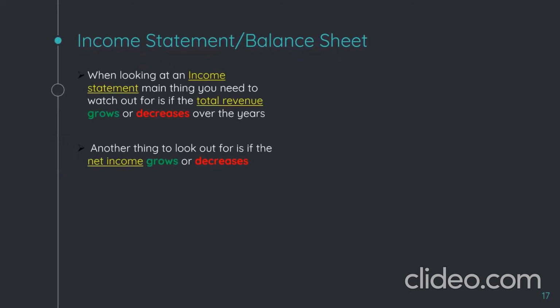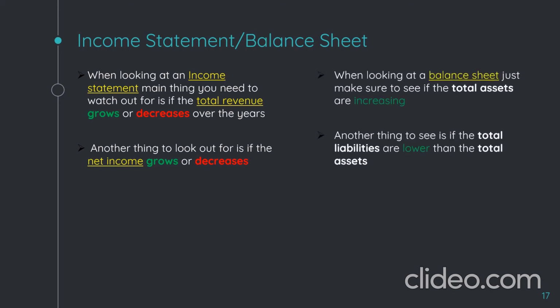When looking at the income statement, the main thing you need to watch out for is if the total revenue grows or decreases over the years, and to see if the net income grows or decreases. Then when you move on to the balance sheet, just make sure if the total assets are going up, then it's good. If the total liabilities are lower than the total assets, then it's good as well.